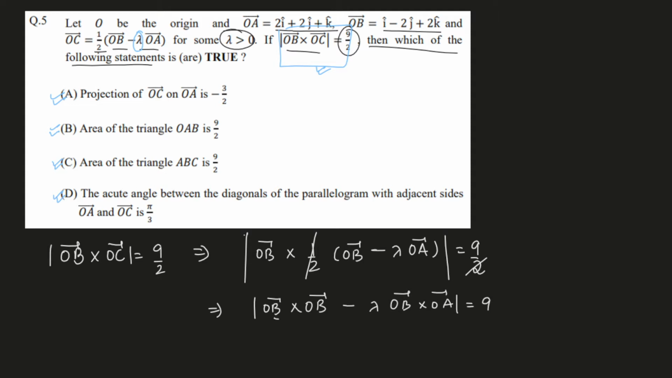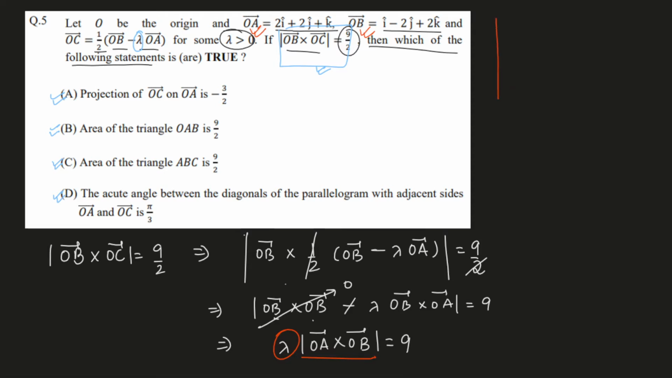And this is equal to 9. Now these are the two same vectors, and we know that for any two parallel or anti-parallel or same vectors, the cross product is equal to 0. So this comes out to be just lambda. Lambda is again a positive number, so this negative sign also gets cancelled out. Lambda multiplied by the magnitude of OA into OB is equal to 9. Now we know what OA is, and we know what OB is, so we can figure this part out, and then we will be able to figure out what lambda is.